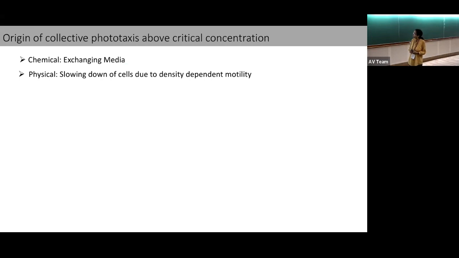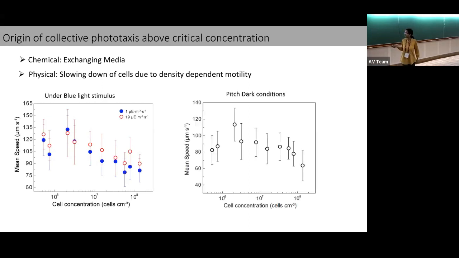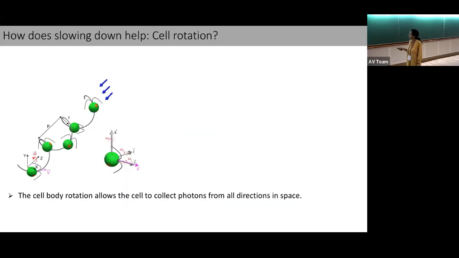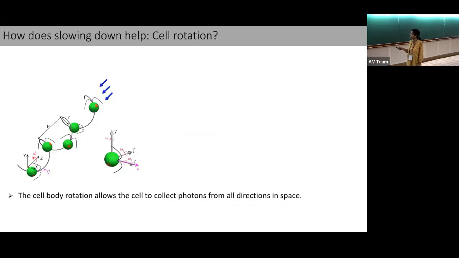And then we looked at physical means, where we looked at the speed of the cells. The speed of the cell goes down as you increase the concentration above the critical concentration. So there's this idea of density dependent motility in active matter, and that's why we looked at that. And even in pitch dark, it's a similar behavior. So then how does slowing down help? Why would slowing down of cells improve the efficiency?